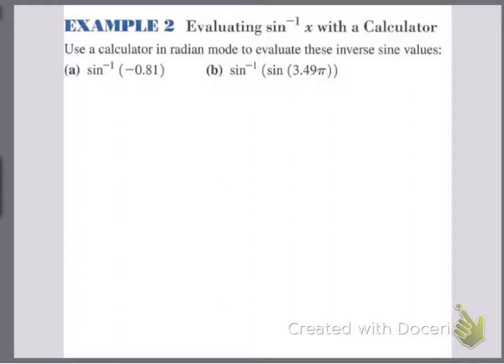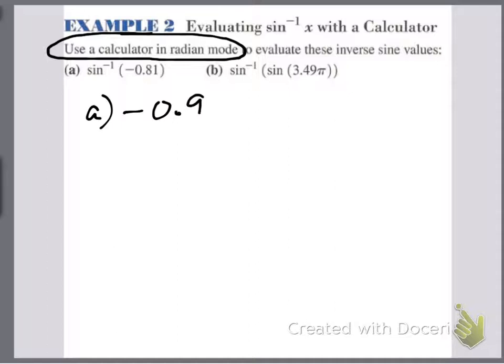Okay, so now obviously this is just a calculator exercise, but notice in the directions they say use a calculator in radian mode. Okay, radian mode. So make sure on your calculator, mode is in radians. So I punch in inverse sine of -0.81, and it gets me -0.944. Okay, I would round to the nearest thousandth.